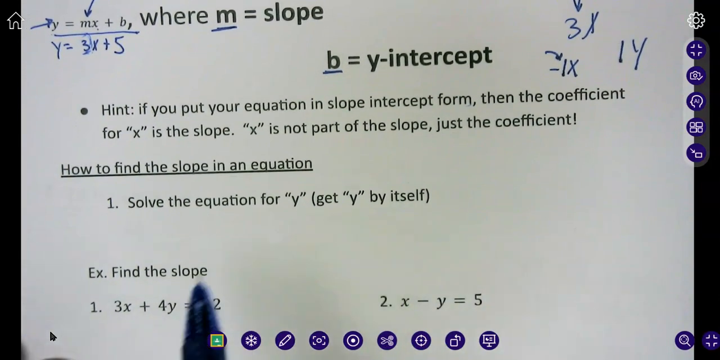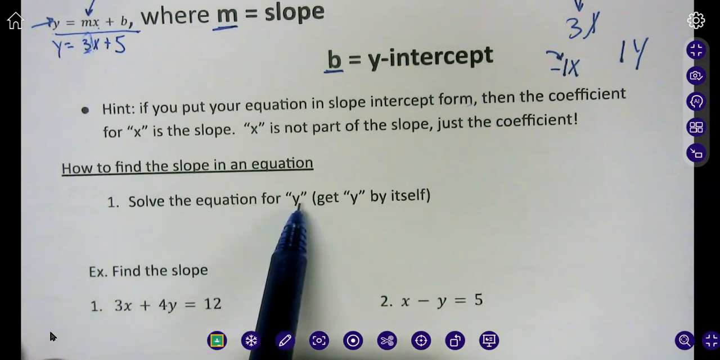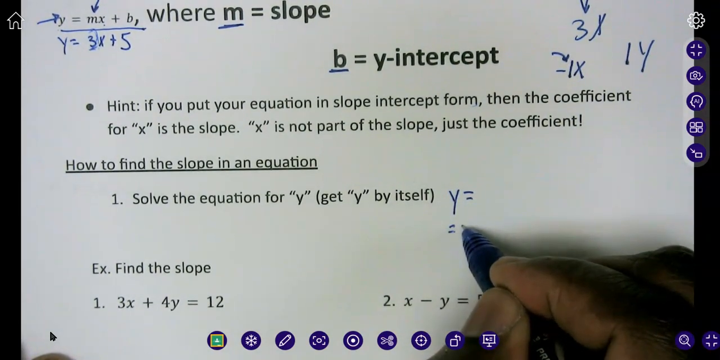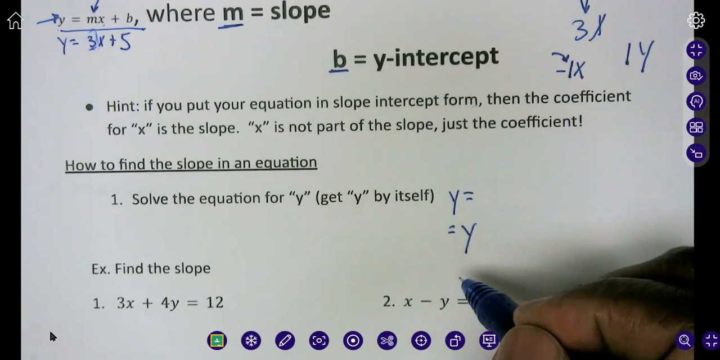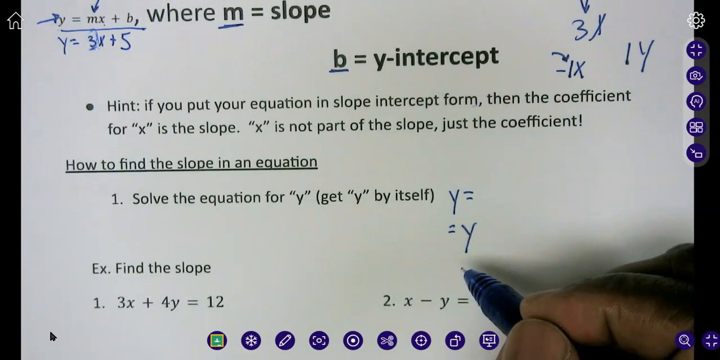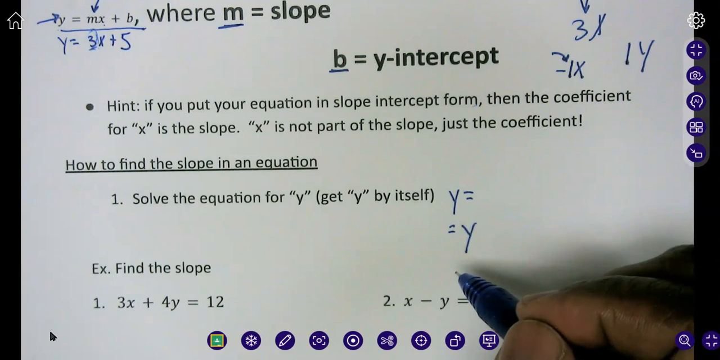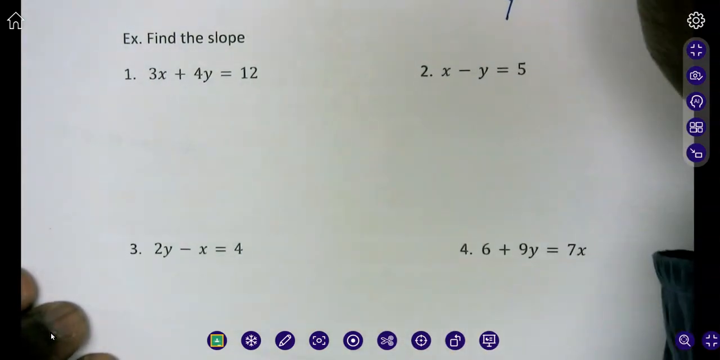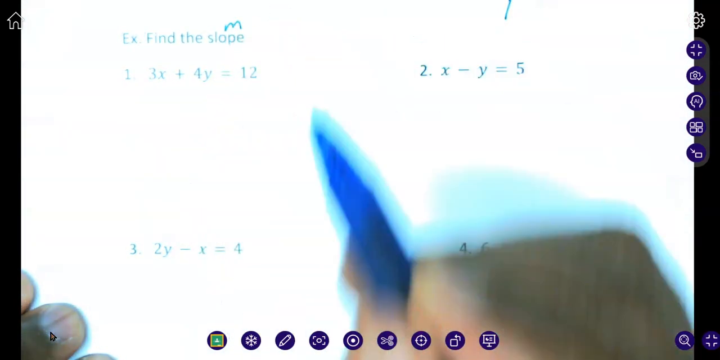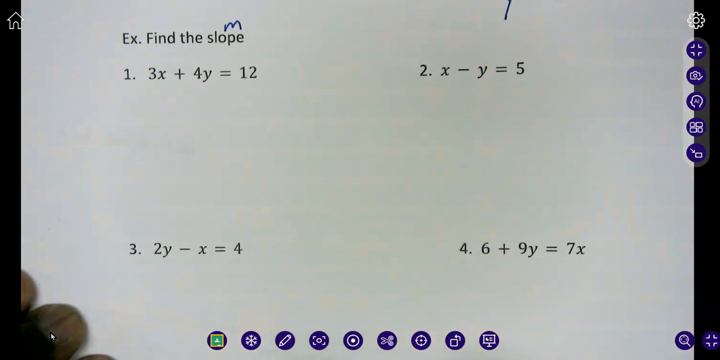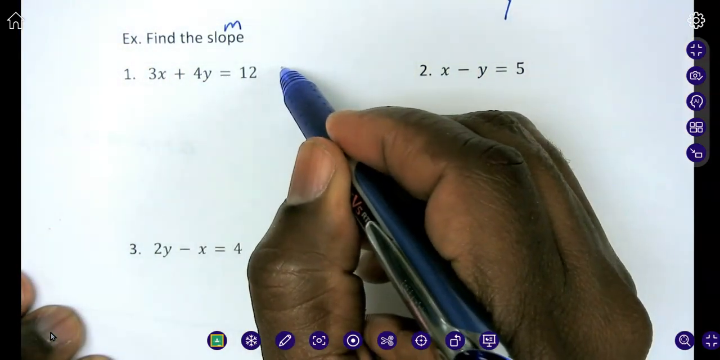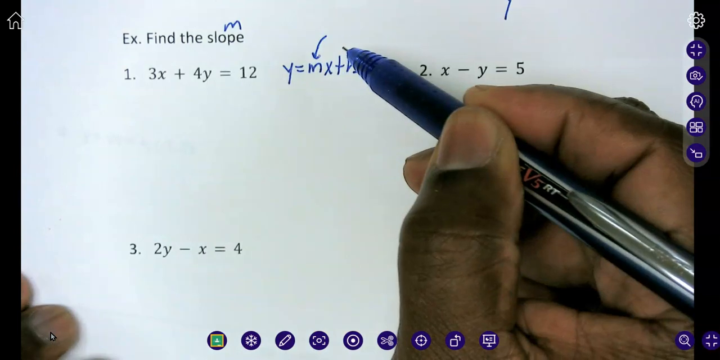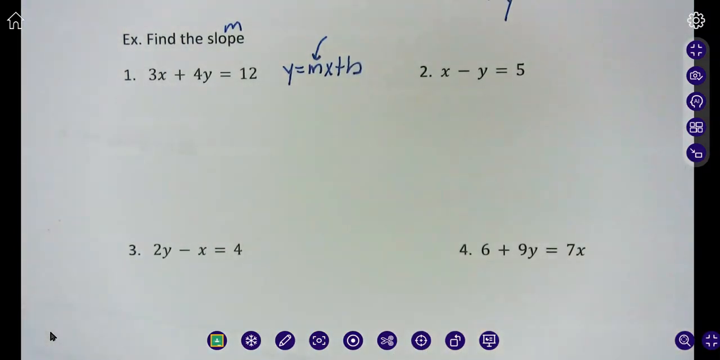So how to find the slope in any equation? Simple. Solve the equation for y, which simply means get y by itself. So that could be y equals something, or something equals y. As long as y is on whatever side it's on by itself, then the number that is with the x is your slope. So let's take a look at these examples here. My whole point is finding the slope, finding lowercase m. The way I could do that is take this equation and put it in this form, and the number in front of the x becomes my slope.